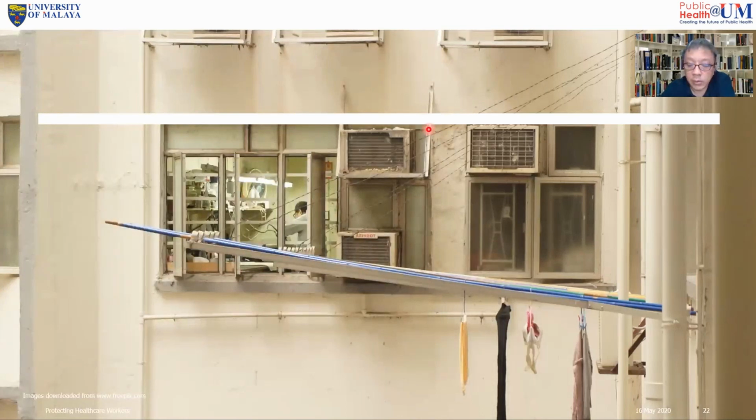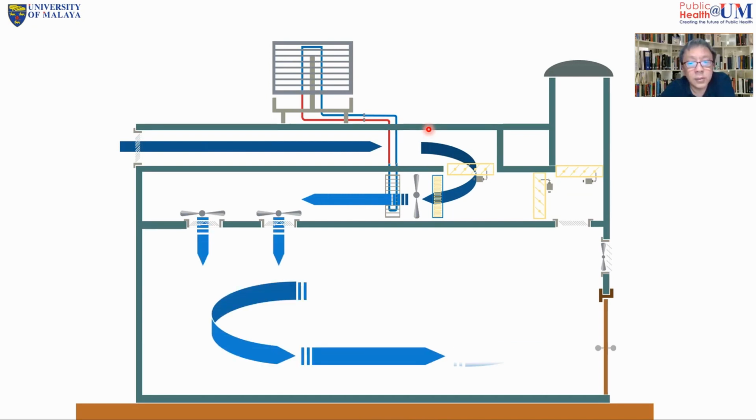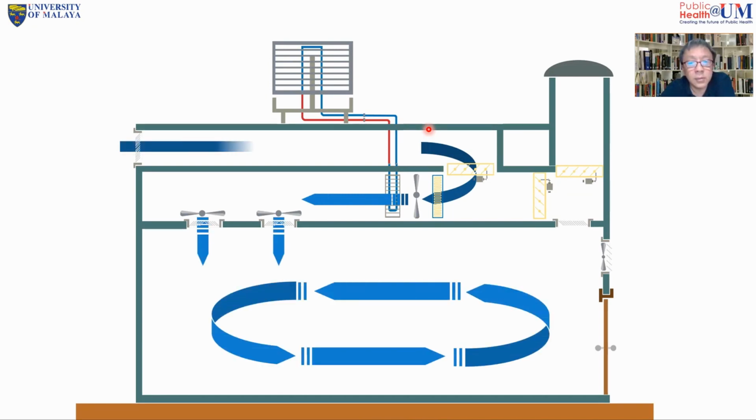So what is general ventilation? Tell me what happened here. The air is moving around. It's not stagnant air. So what type of ventilation is this? What diagram am I showing?